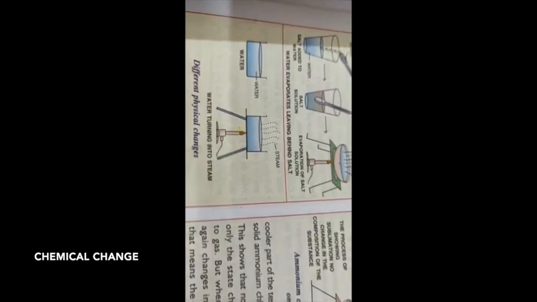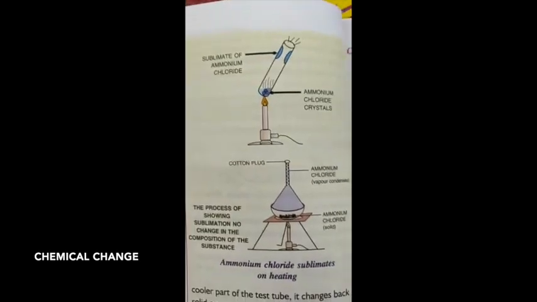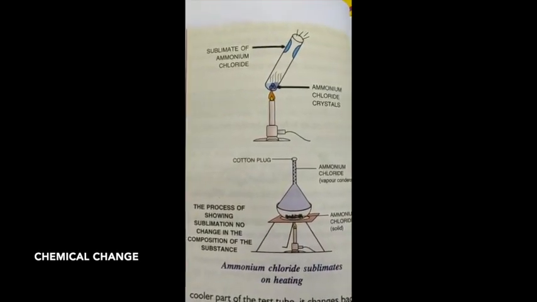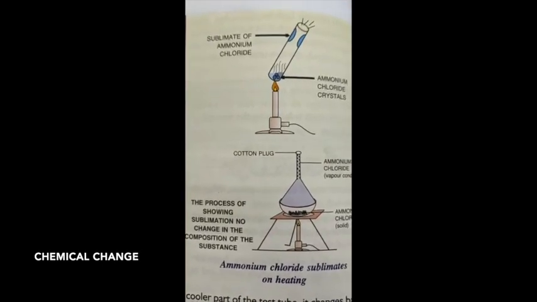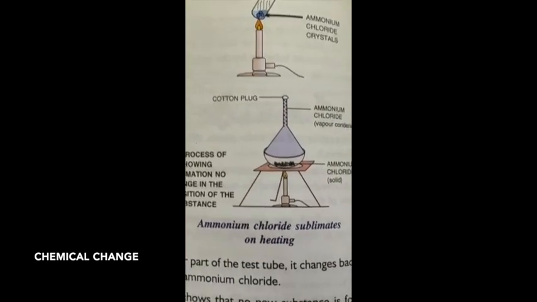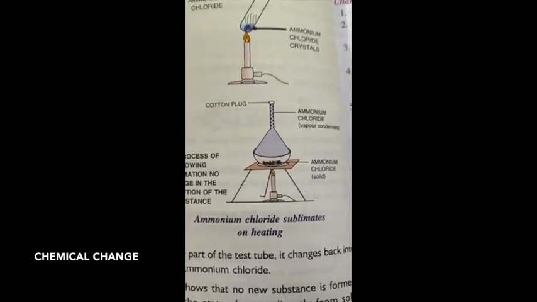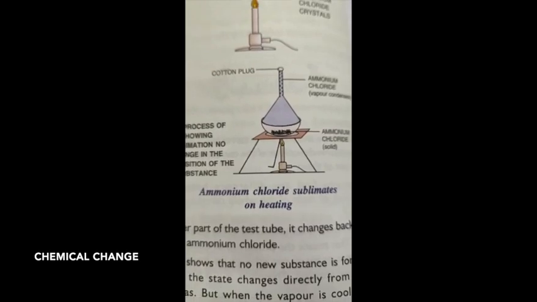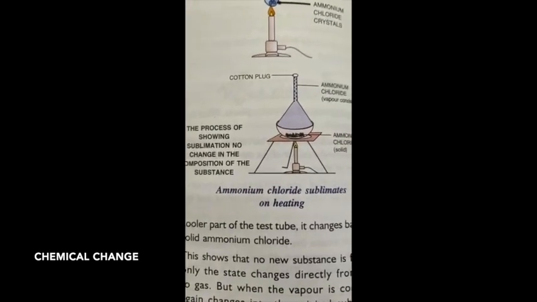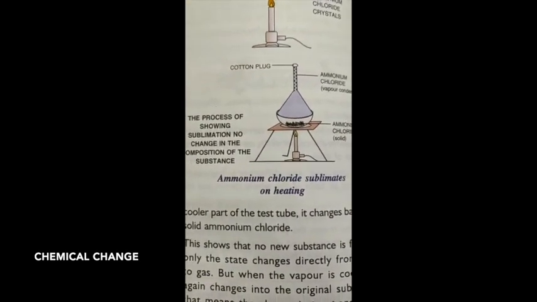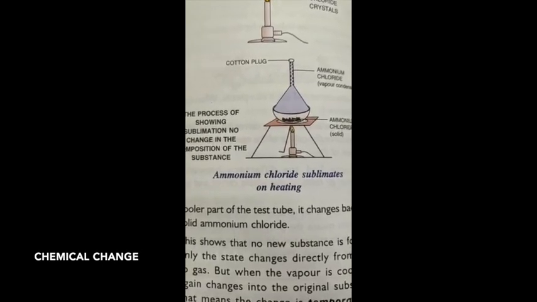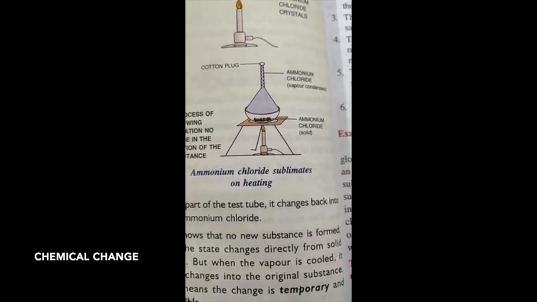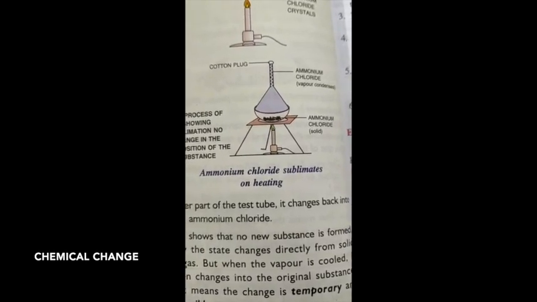Let's discuss one more experiment showing physical change, and that is heating of ammonium chloride. Look at the experiment. On a tripod stand, you know the term tripod stand, we have kept a wire gauze. On the wire gauze, there is a crucible kept, or we can say an evaporating dish, in which solid ammonium chloride is kept.